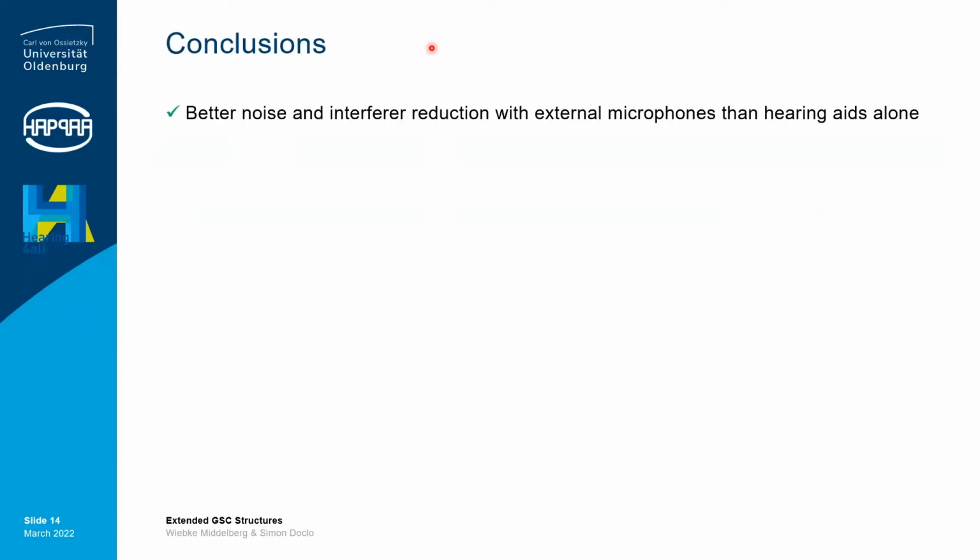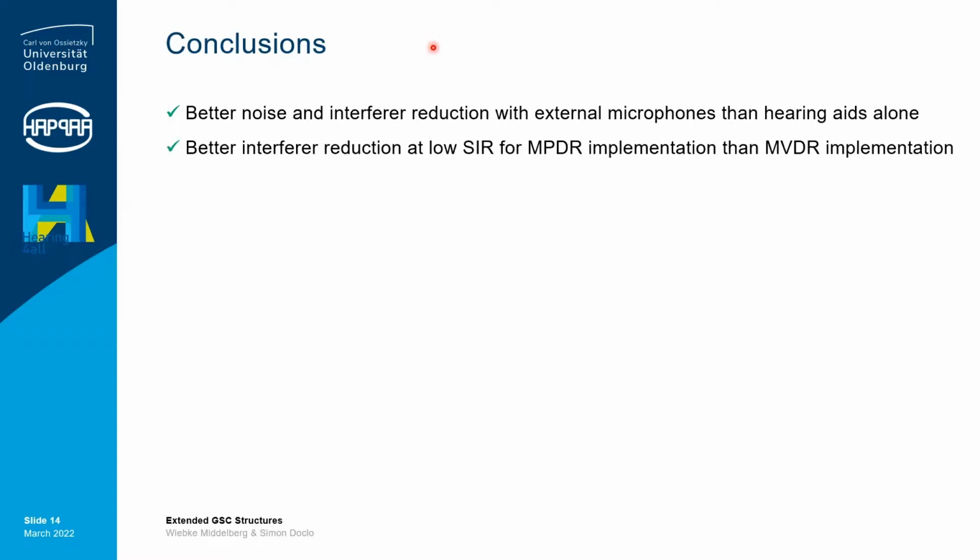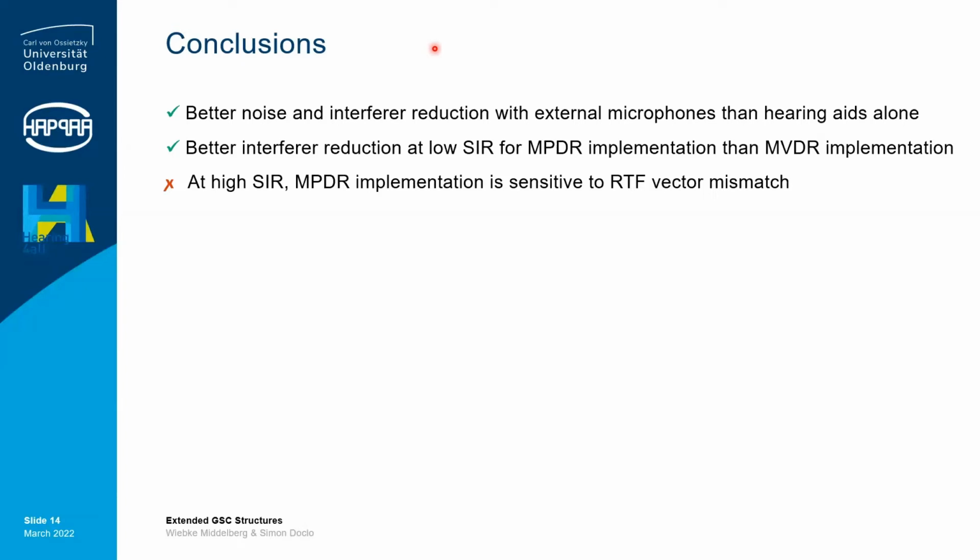To wrap up the talk, we now come to the conclusions. First of all, we could see in the evaluation that incorporating the external microphones leads to better noise and interferer reduction than using the hearing aids alone. Furthermore, we could also see that an MPDR implementation leads to better interferer reduction than an MVDR implementation, particularly at low signal to interferer ratios. However, we could also see that at high signal to interferer ratios, an MPDR implementation of the considered algorithms is more sensitive to RTF vector mismatches due to speech leakage.